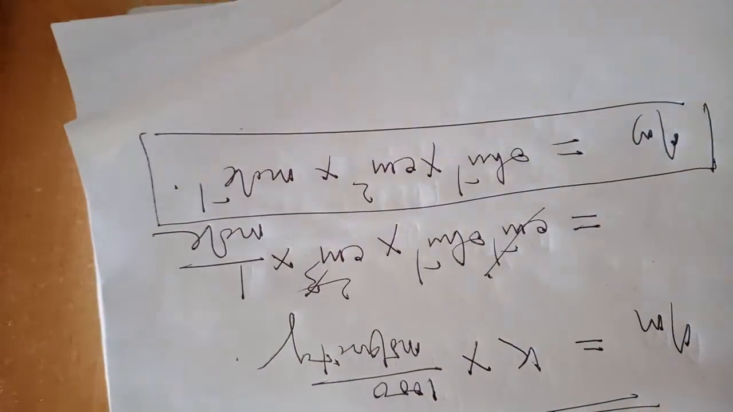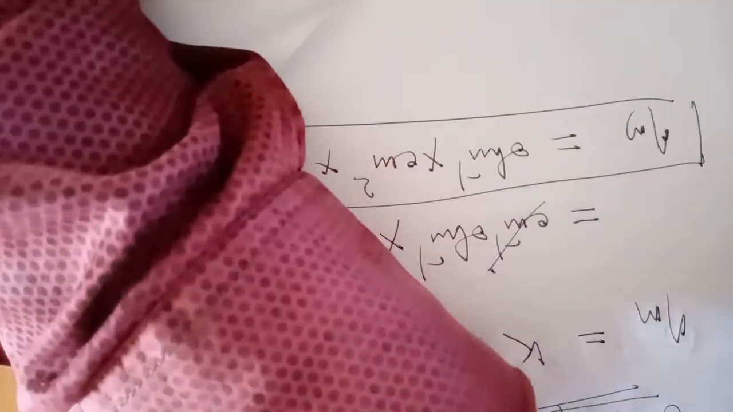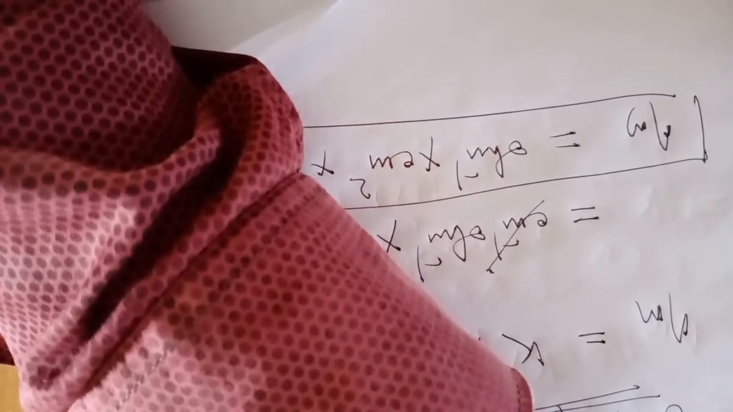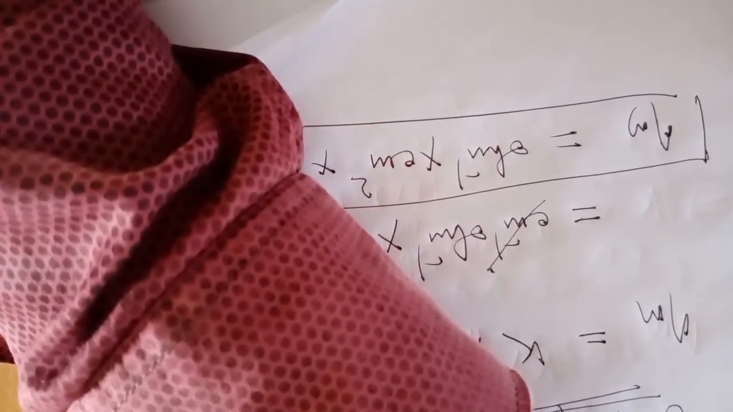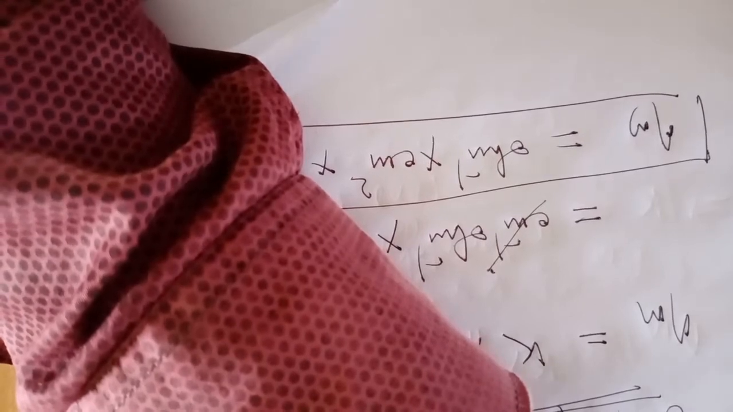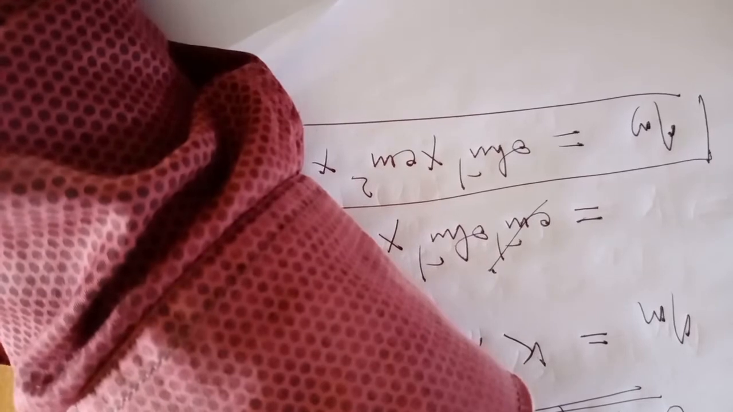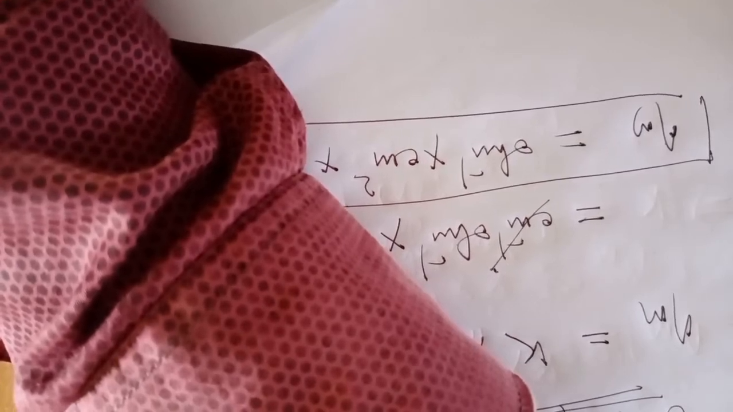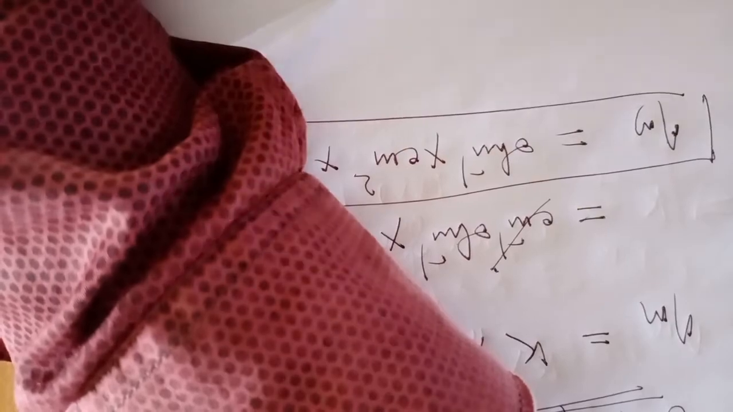So till now we have studied conductance, specific conductance, equivalent conductance, molar conductance, and the relation between specific conductance and equivalent conductance, and specific conductance and molar conductance. We have also seen the units of molar conductance and equivalent conductance.